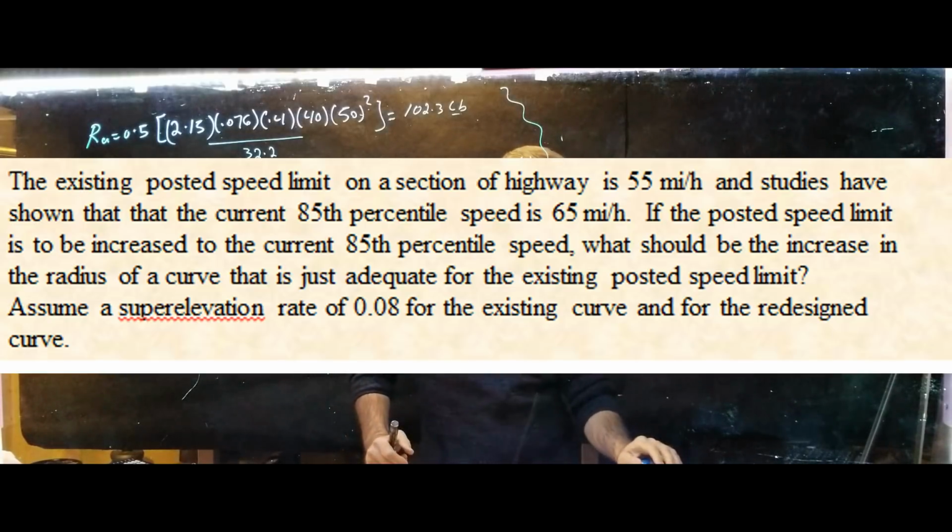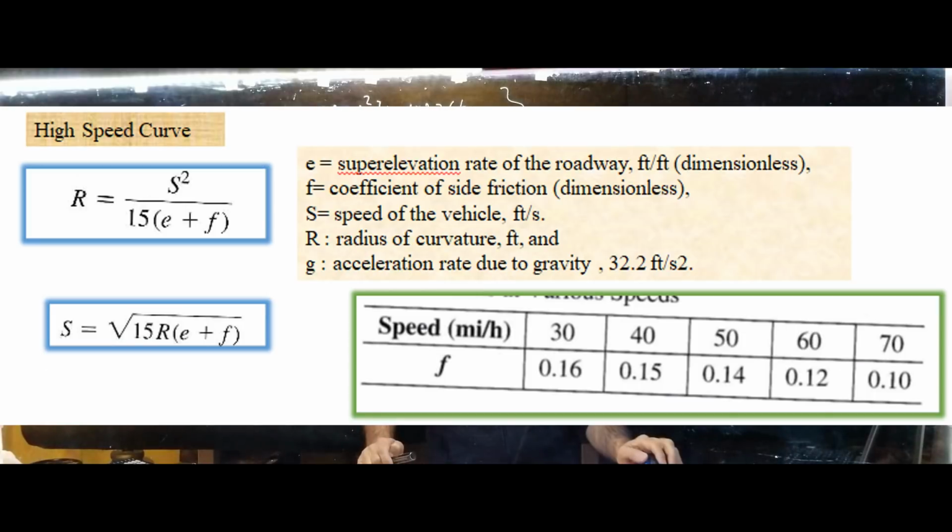The next question, I'm going to put on the board right now. There it is. It says that the existing posted speed limit on a section of highway is 55 miles an hour, and studies have shown that the current 85% speed is 65 miles an hour. So now they want to increase the speed limit to 65 miles an hour, and want to know how much we have to increase the radius of the curve, assuming the superelevation rate is 0.08 on an existing curve.